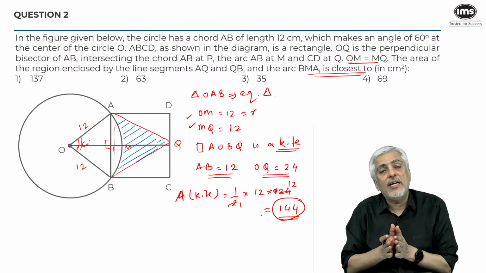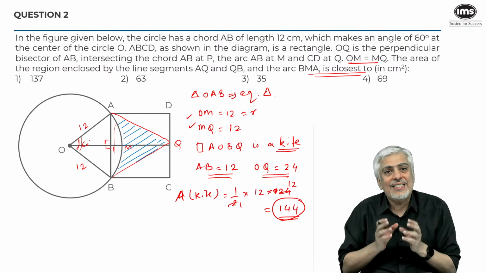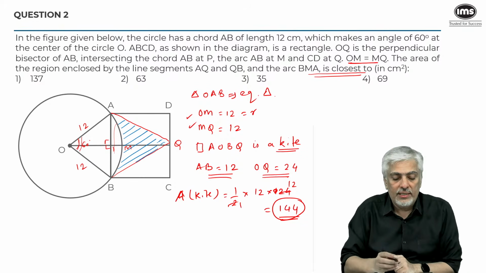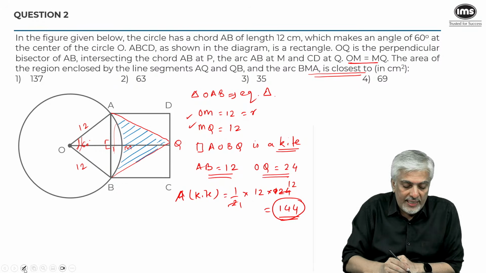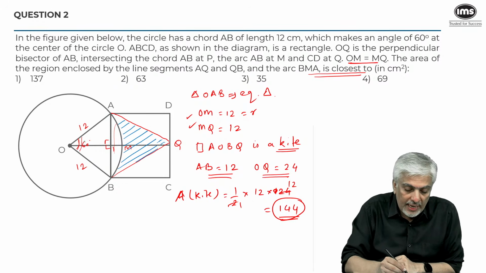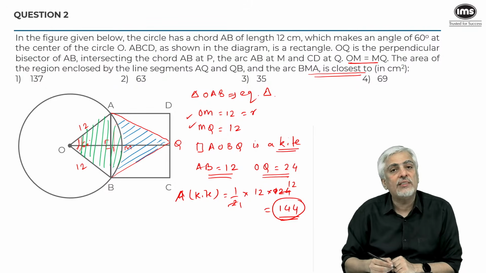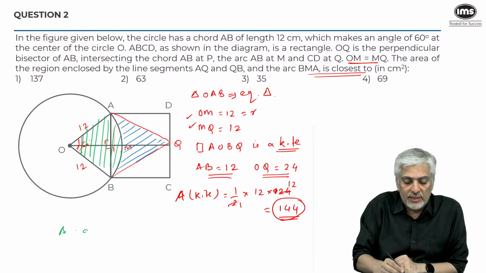Now, what part you don't want from the kite? Just understand what you don't need from the kite. From the kite, we don't need the big sector. I just don't need this sector in green. So let's remove the sector. What is the area of the sector?